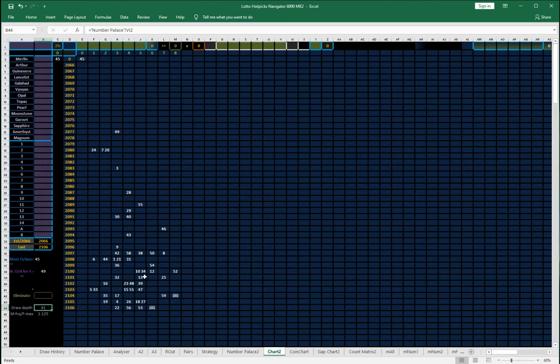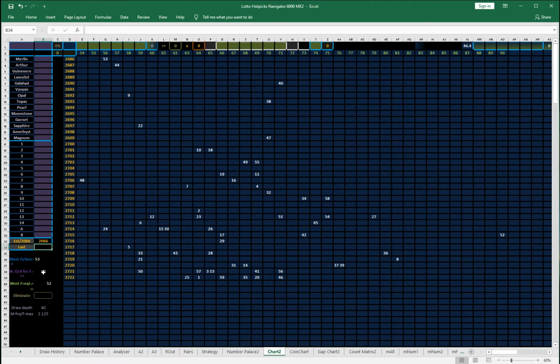So what use is that information? Well, I'll show you. The use of that information is that if you look only as far back as the depth at which the highest ratio occurs, then it gives you a different number.